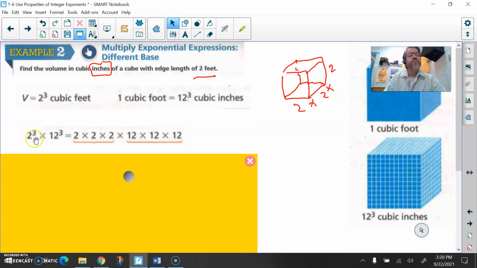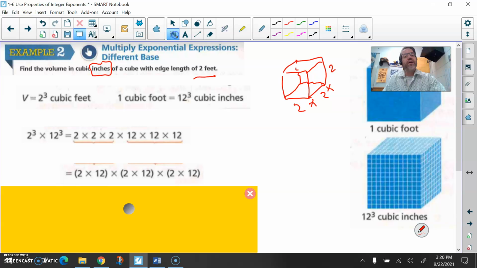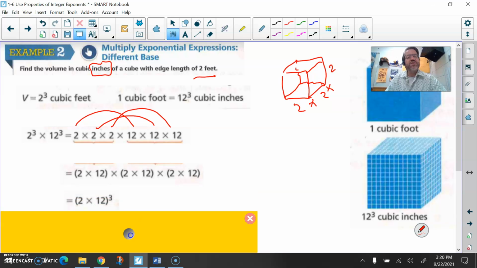We have 2 to the 3rd cubic feet times 12 to the 3rd cubic inches. Okay, this means 2 times 2 times 2. This means 12 times 12 times 12. So that's what's being multiplied together. Now I can do a little regrouping, and I can just start pairing up, like here's a 2 times 12. Here's a 2 times 12. Here's a 2 times 12. And I can group them together like this. And by doing that, I can actually say I have 2 times 12 to the 3rd power. And I can do the math here and see that would be 24 to the 3rd power cubic inches.